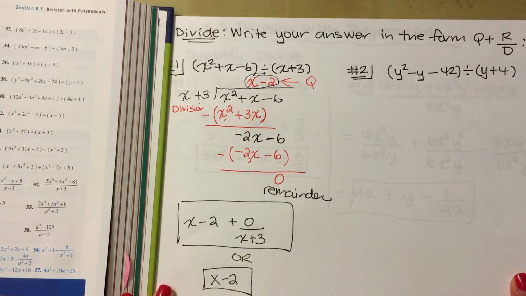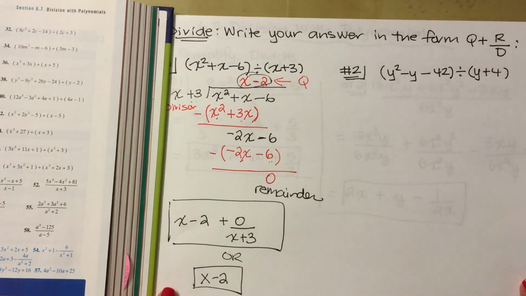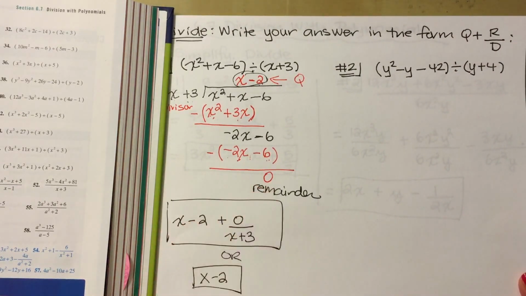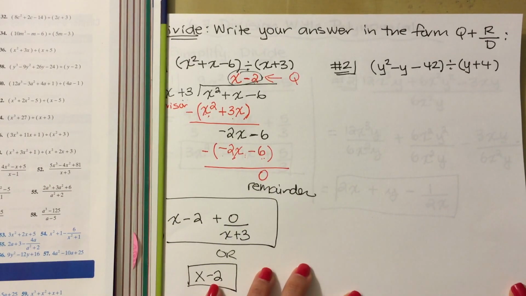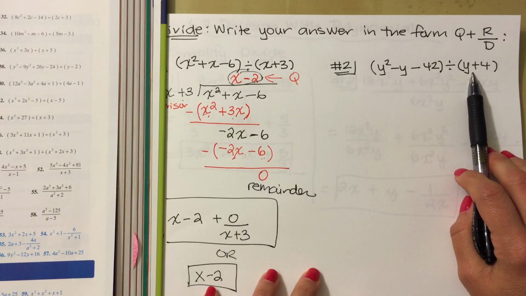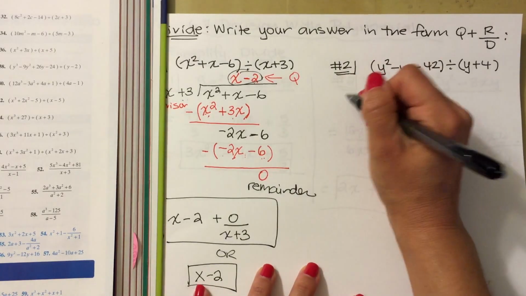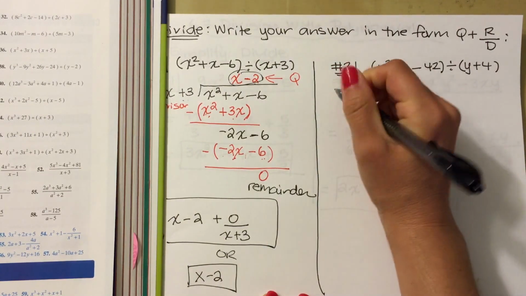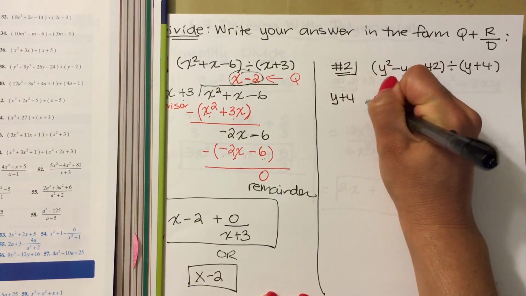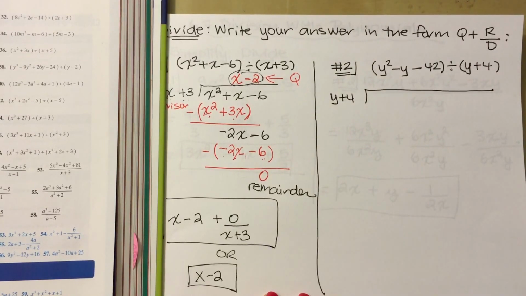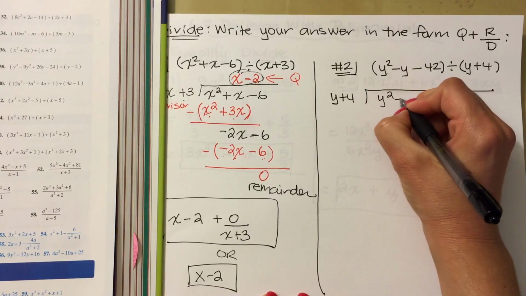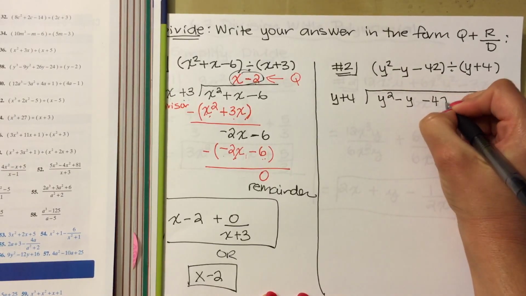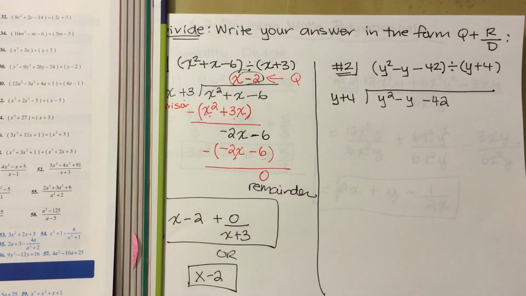Let's look at a problem where the remainder is not 0. So the remainder could be 0 or it could be another number. So let's take a look at example 2. Again, you are dividing by a binomial. So binomial goes on the outside. Y plus 4. Trinomial goes on the inside. Make sure the trinomial is in order. Largest exponent to smallest. We will follow the same process.